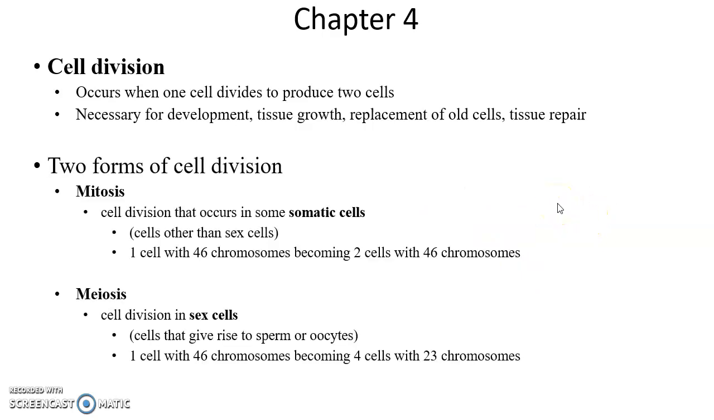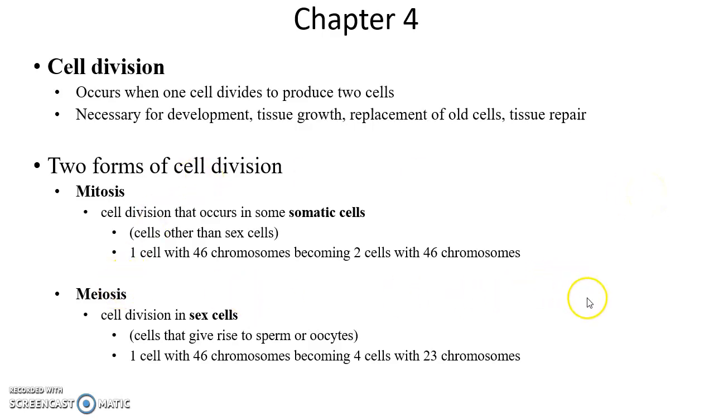Two forms of cell division. There's mitosis. Mitosis is a division in which one cell with 46 chromosomes produces two new cells with 46 chromosomes. The new cells are pretty much identical to the original cell in most cases. So these are somatic cells, various body cells that are being produced. Cells of the body, somatic cells, so most of them.